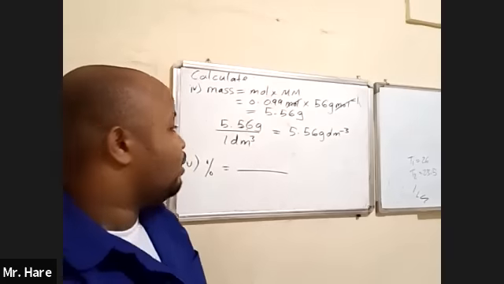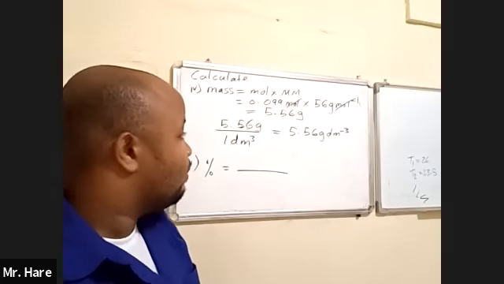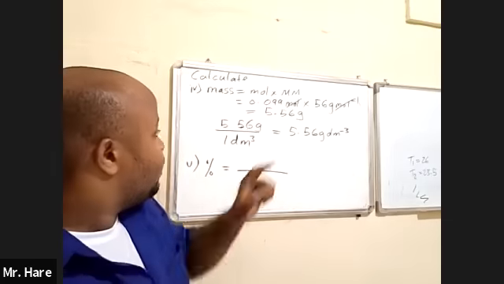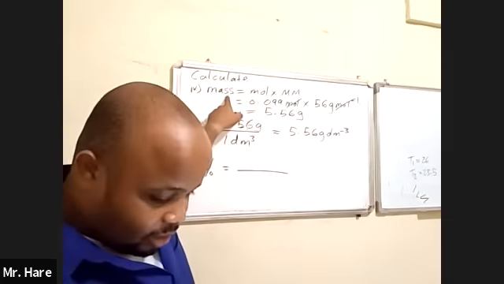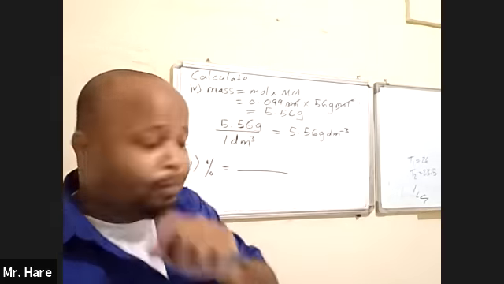Tell me why you used that. Sir, because it's the mass of M. M is the compound, in one dm cube. So the mass of iron here is the mass of Fe2 plus in one dm cube.